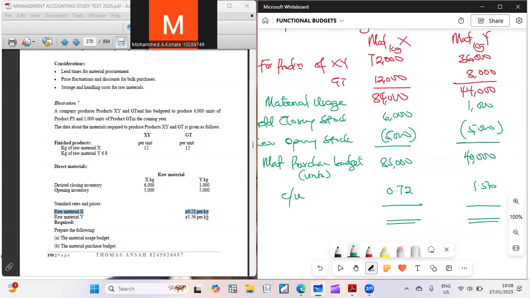Now, what will be the amount? 85,000 by 0.72. That's 61,200 cedis. And 40,000, that's like 62,400 cedis. So this is how you do the raw material purchase budget.